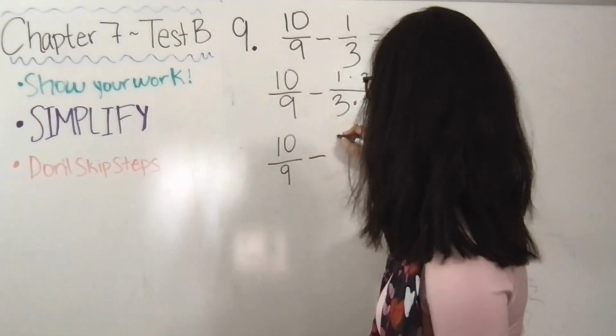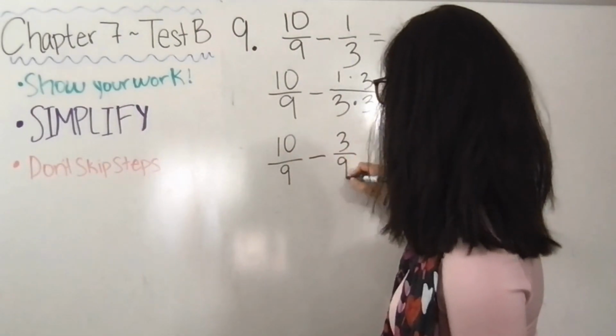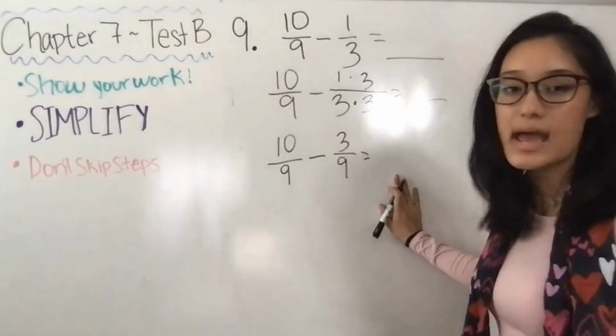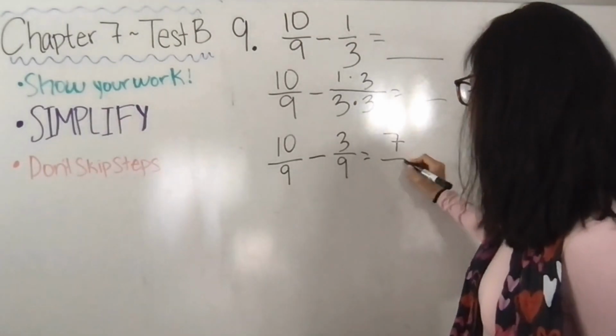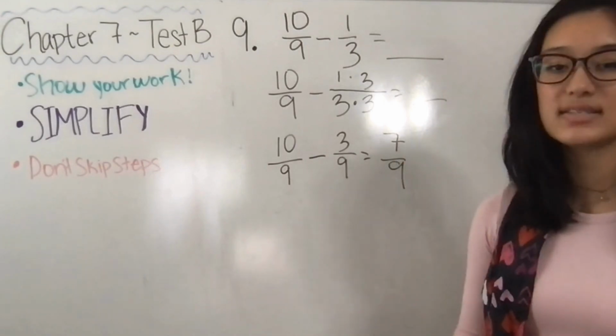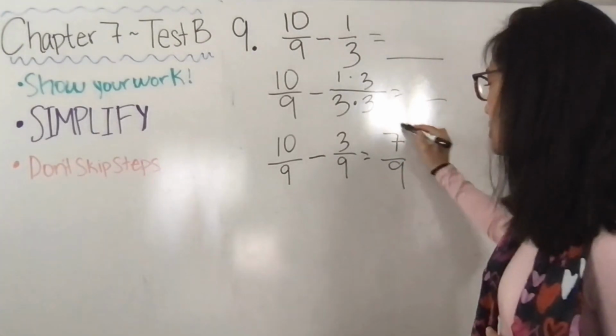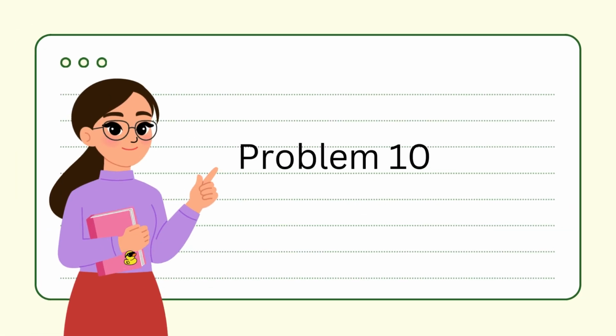10/9 minus 3/9. And what's 10 minus 3? 7. 7/9. And this can't be simplified anymore. So your answer is 7/9.